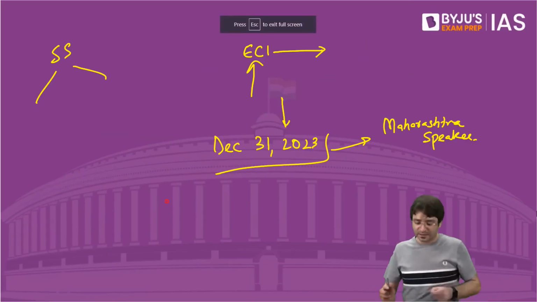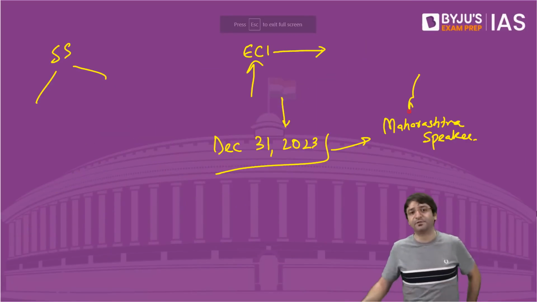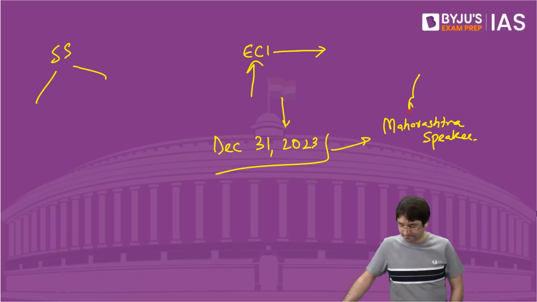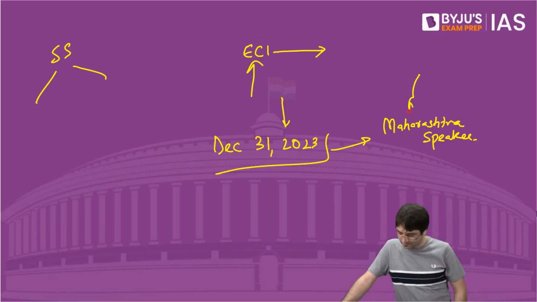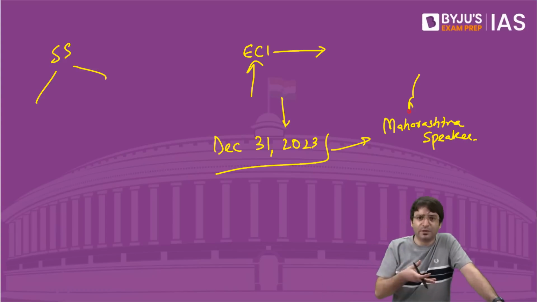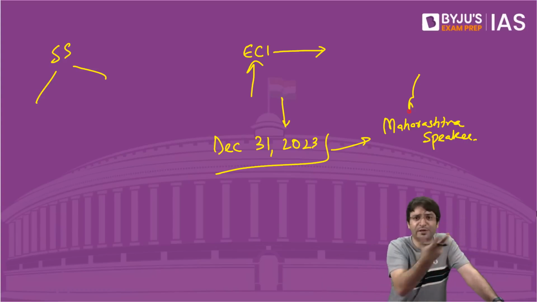Rahul Narvekar, take the decision by December 31st, which means he is not taking the decision. No split should be allowed because people voted for you on the basis of your political party. Now, if you join another political party, what is this? This is a musical chair. Resign and then contest again.